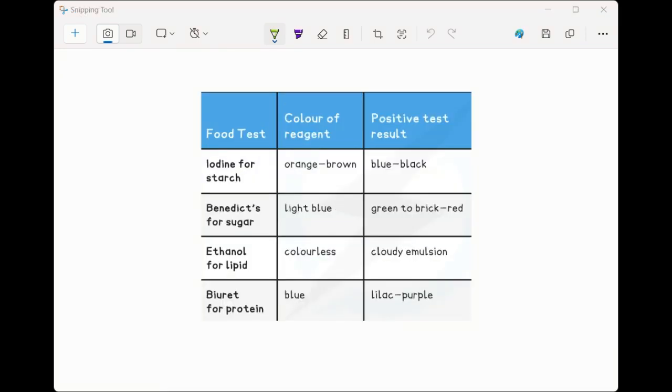So here are the different food tests that you need to know. The main thing you need to know is what reagent they're using. For starch, you need iodine, or for sugars, you need Benedict's. And you also need to know the color change. So I'd say just memorize this. That's the only way you can do it. Just remember each one.